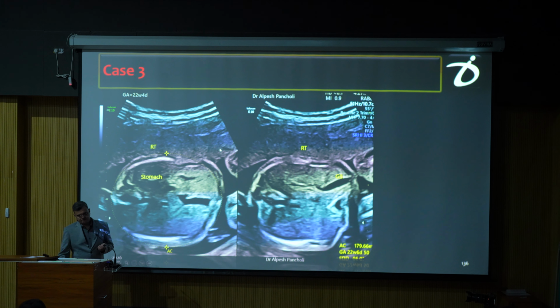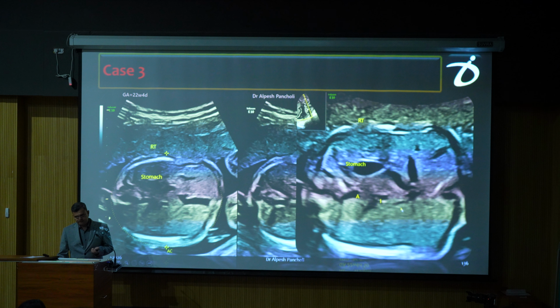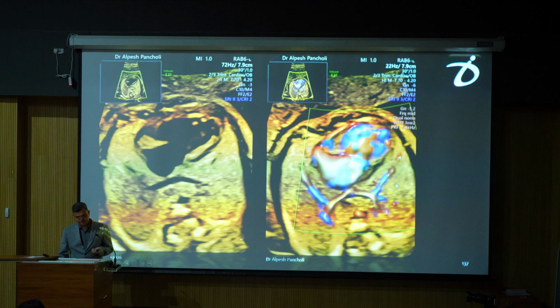Coming to the next case, here the stomach is on the right side. This is the IVC and this is the aorta. They are on the same side. So this is known as juxtaposition of the IVC, and the gallbladder is also on the right side. But here we can see there is an illegal occupant over here. This usually we don't see.